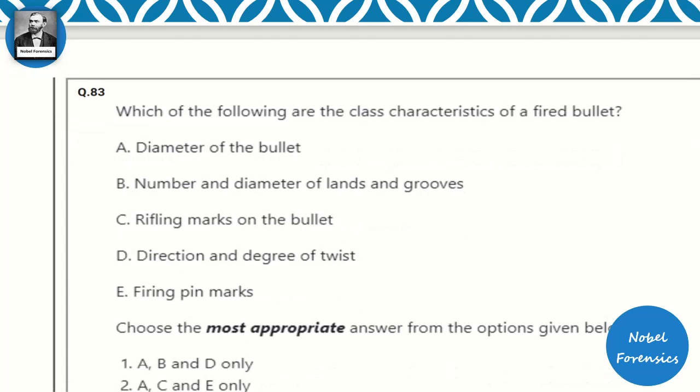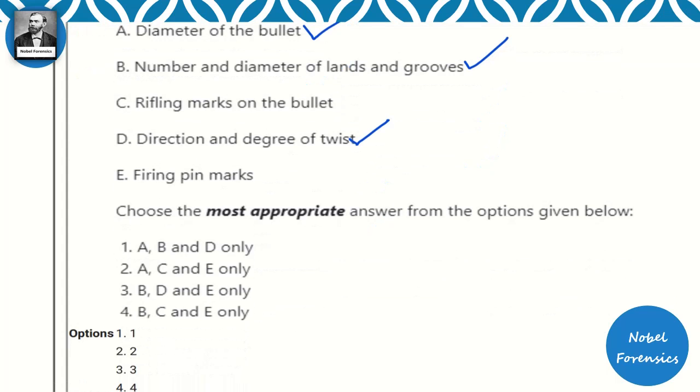Which of the following are the class characteristics of a fired bullet? See, diameter of the bullet, yes. Number and diameter of lands and grooves, yes. Then rifling marks on the bullet. See, rifling marks are present on the bullet only, but these are individual characteristics. These are not class characteristics. Then direction and degree of twist. These are also class characteristics. Next, firing pin marks. These are observed on the cartridge cases, not the fired bullet. So here A, B and D are correct. Option 1 is correct.